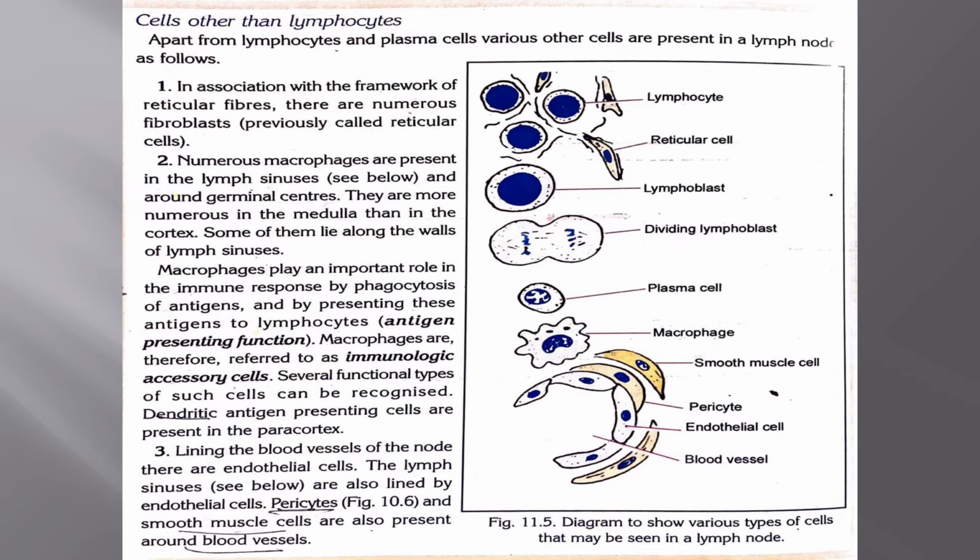Lining the blood vessels of the node are the endothelial cells. The lymph sinuses are also lined by endothelial cells, and pericytes and smooth muscle cells are also present around the blood vessels.